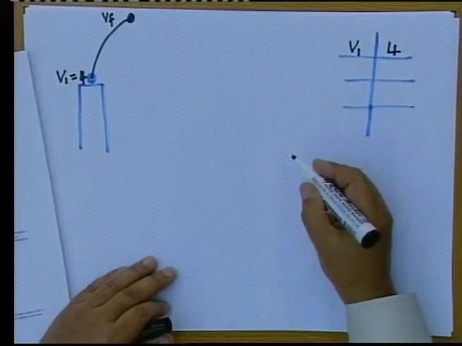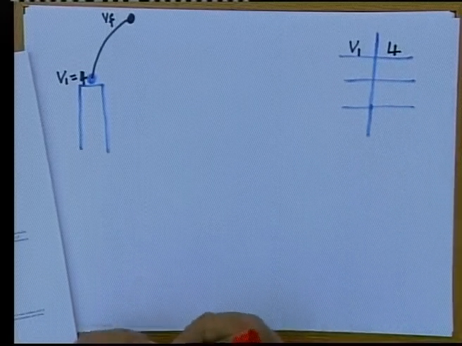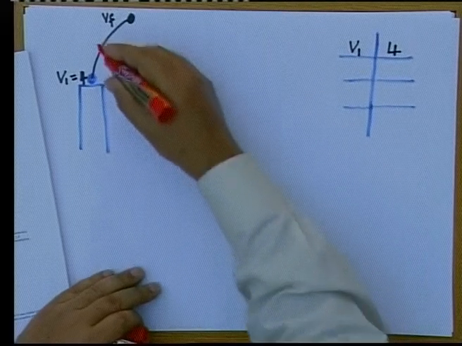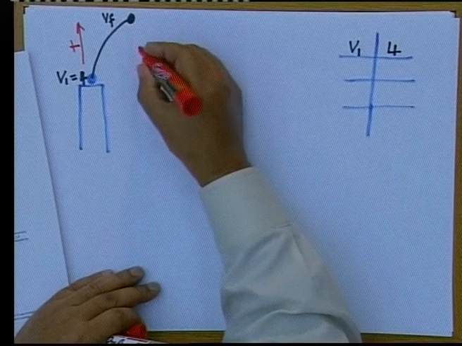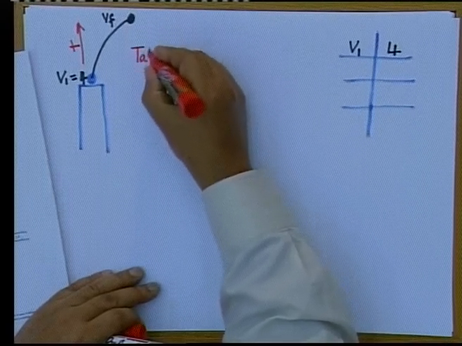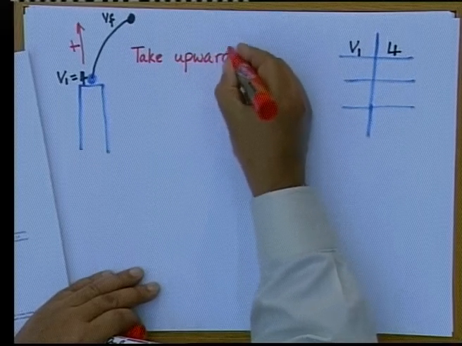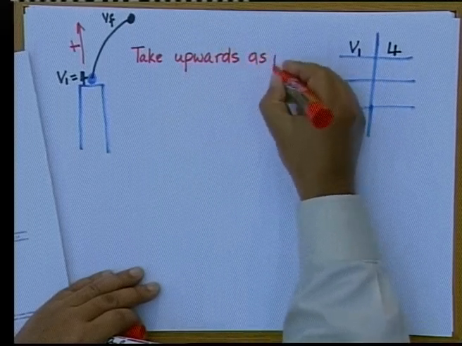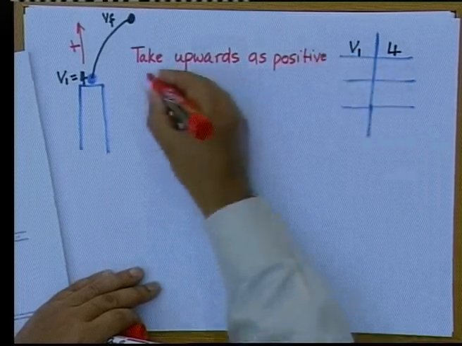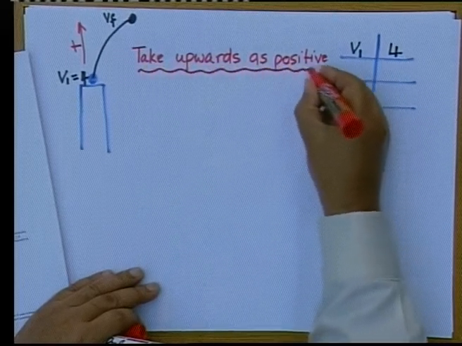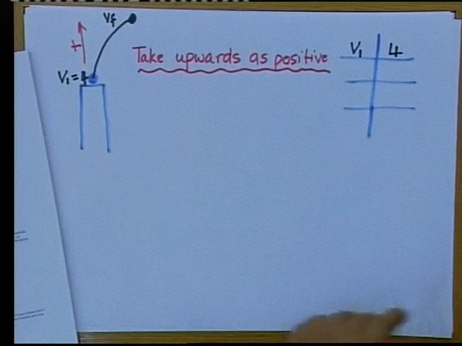Now, I think what I'm going to do straight away, even before I start, I'm going to choose my positive direction. I'm going to say upwards is positive, and I'm going to write it out here, take upwards as positive. I want to write it down because I'm working with vectors, and must I tell you why I'm writing it in red and why I immediately did that?